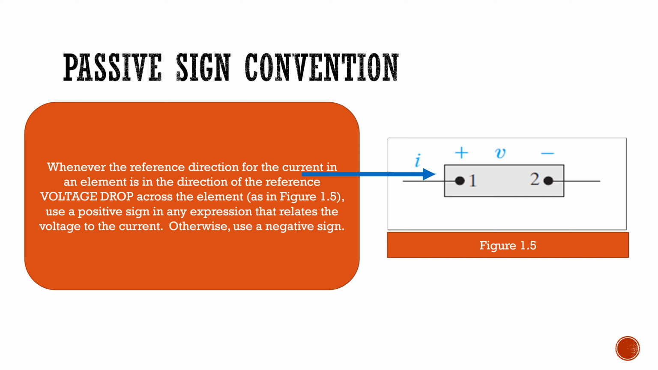Again, I would like to state that assigning the reference polarity for voltage and the reference direction for current is entirely arbitrary. However, we follow the passive sign convention, and once you have assigned the references, you must write all subsequent equations to agree with the chosen references. This becomes especially important when determining if energy is being delivered to or absorbed by an element.